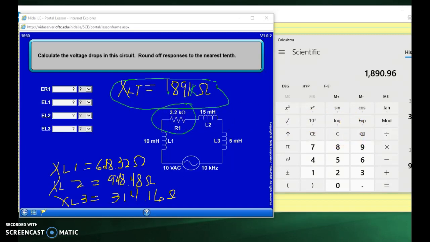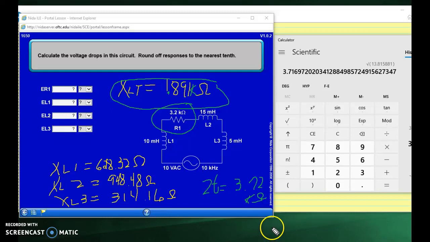So let's clear. Squared plus 3.2. Whoops, I did not use the units. Let's start over. We'll go 1.891 squared plus 3.2 squared equals, and get the square root of that, 3.7. So my ZT is equal to 3.72 k ohms. I'll have to write that under here, k ohms. So there we go. So now we've got ZT, so we can get IT.